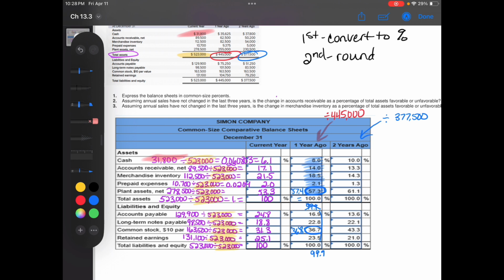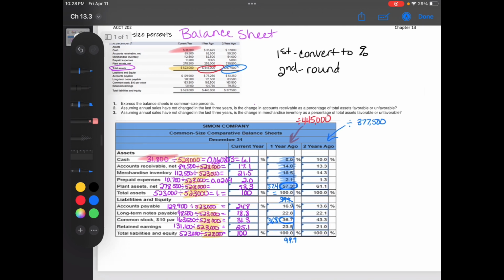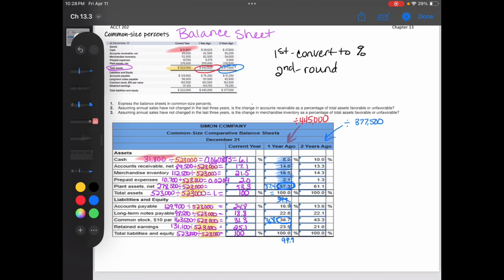All right, so that's it for a common size percent of a balance sheet. In those cases, we always use total assets. So total assets is our denominator.